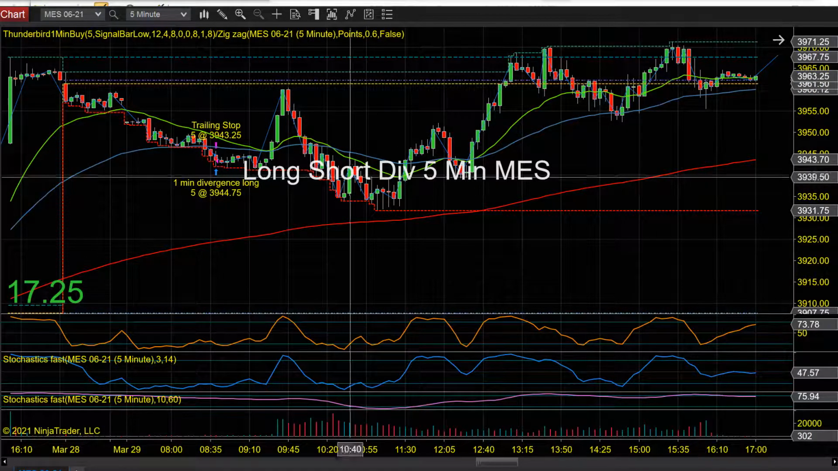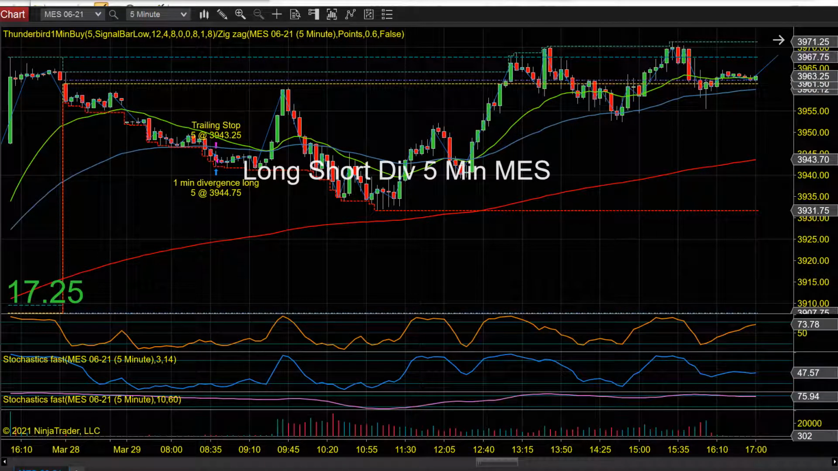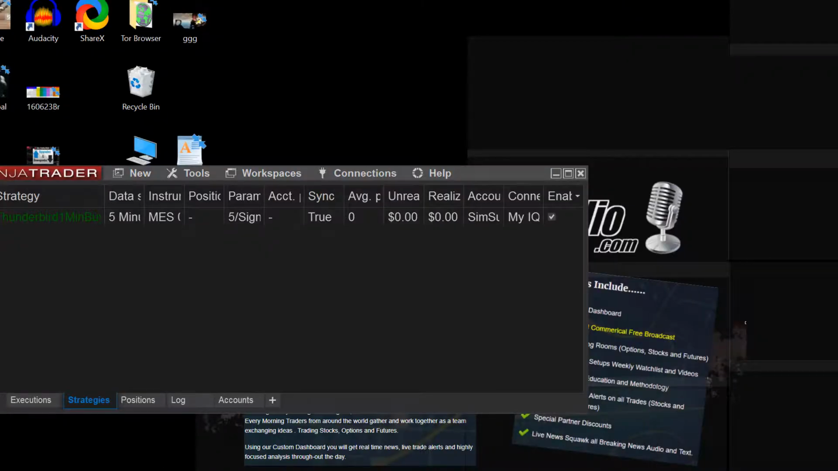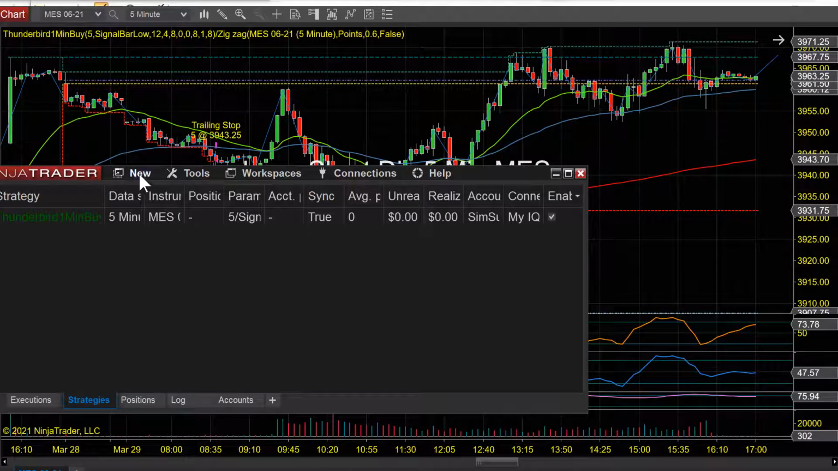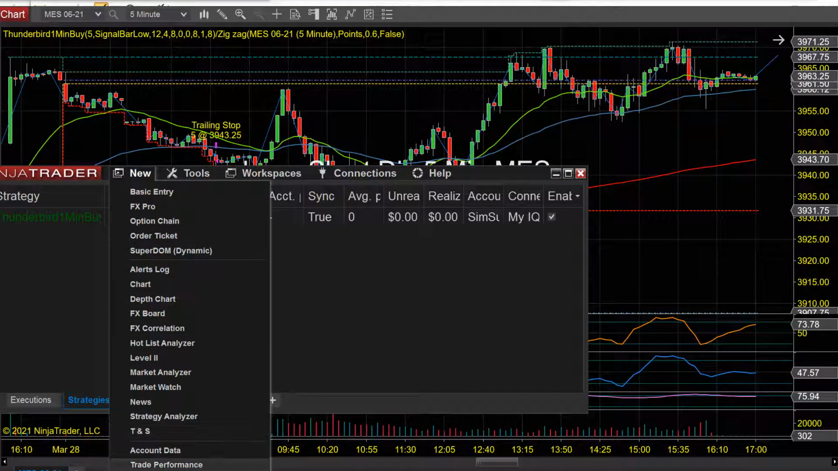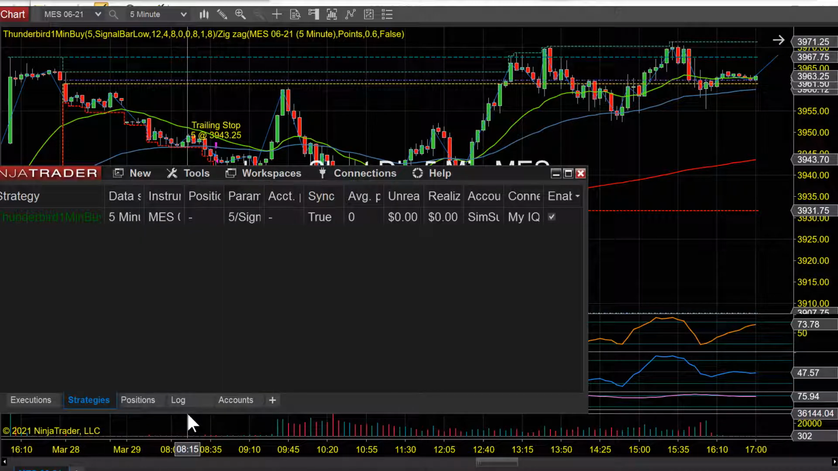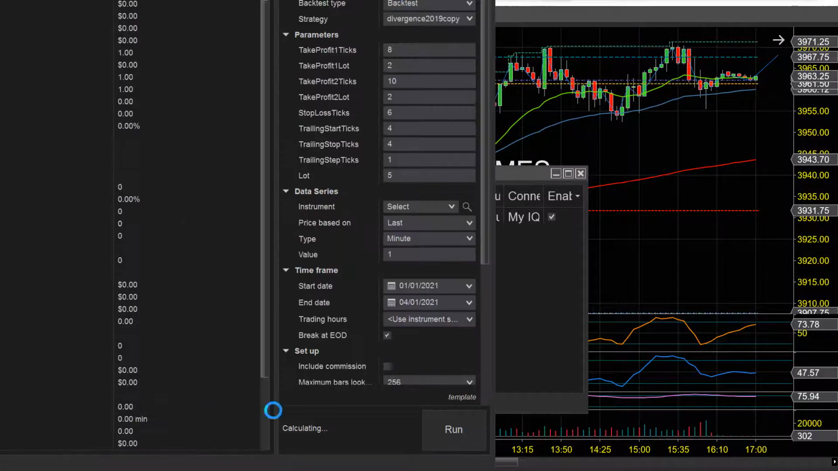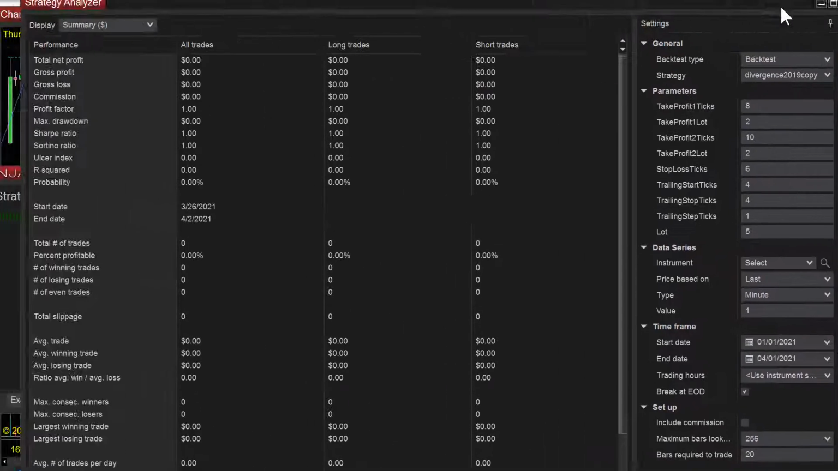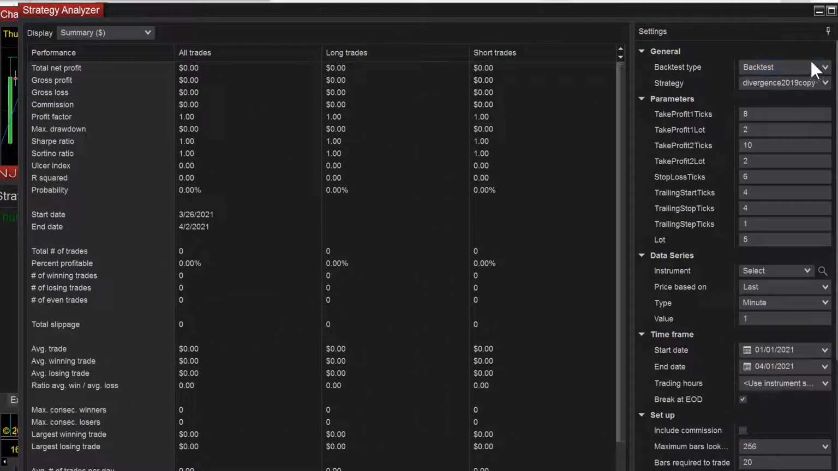So what I want to do here now, let's do this. And you should do this too. It helps you kind of break things down. So go to New, and we're going to go to Strategy Analyzer. And here's the Strategy Analyzer here. So I want to actually put this in, and I can get a picture of what's working and what's not working.